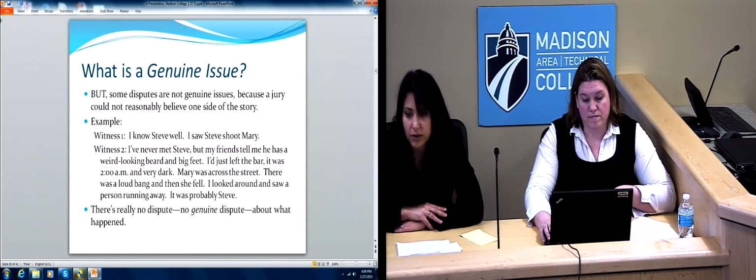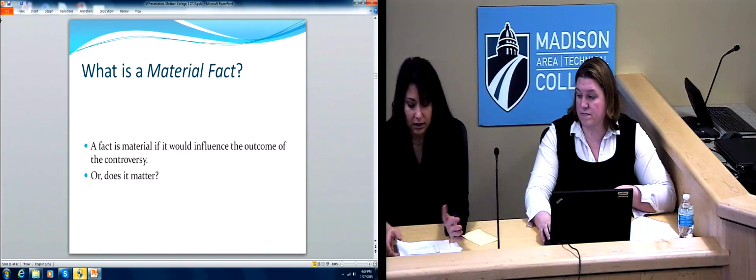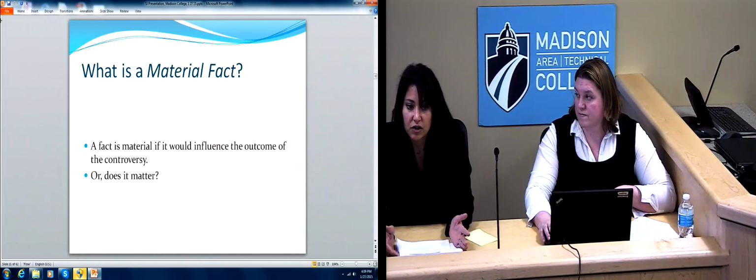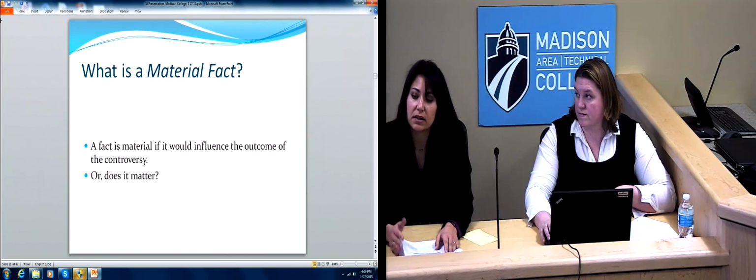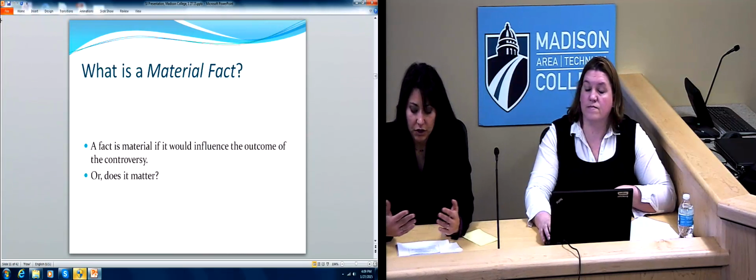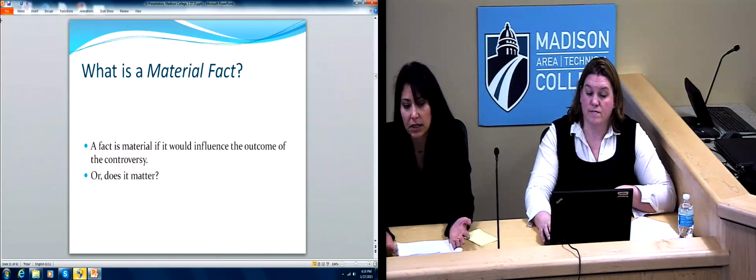There's no genuine dispute about what happened because a judge would never allow witness number 2 to get up and testify, because that person just doesn't have enough knowledge about what happened to create a real dispute. So if those are your facts, there's no genuine dispute because a jury could not possibly believe witness number 2.